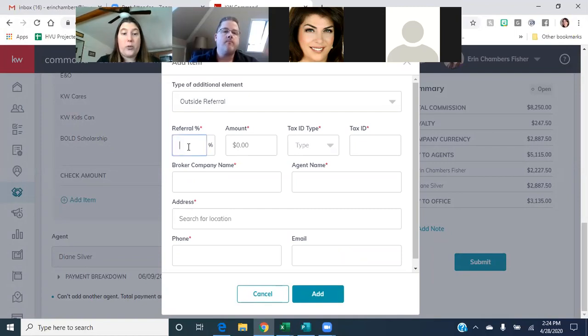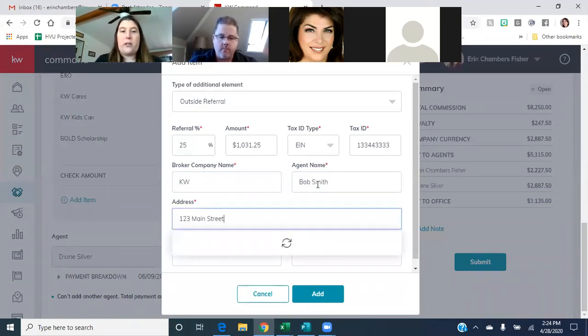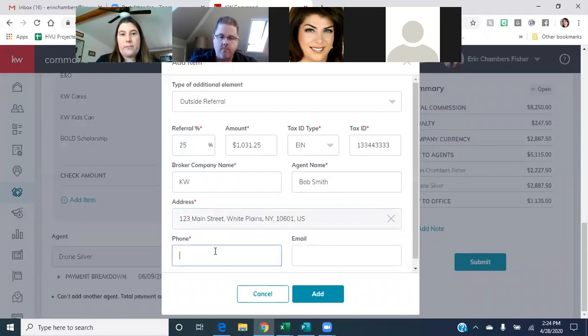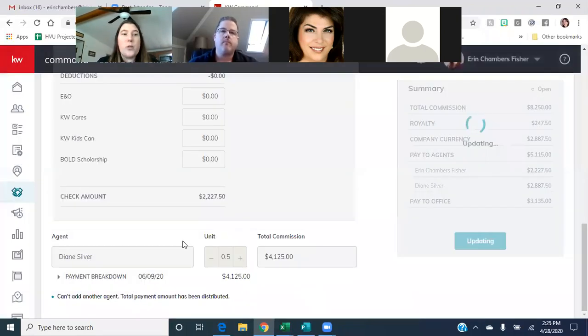So you would put in your 25% referral amount, and it'll calculate it. And this is where you can also put their tax ID, broker name, agent name, and you can start to put in all their information here. Question: inside and outside, is that inside anything within Keller Williams, and outside is like a Century 21? Absolutely.